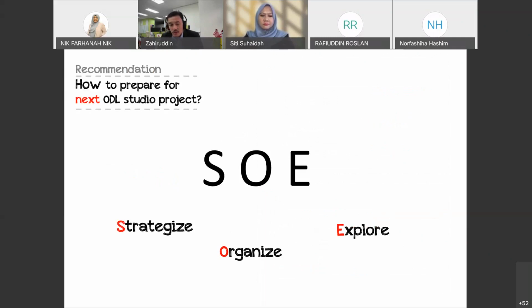Number 2 is that it should be supplemented by good organization. If you have a strategy but you don't organize it properly, I think it will not work as successfully. Number 3, I think the recommendation is willingness to explore.